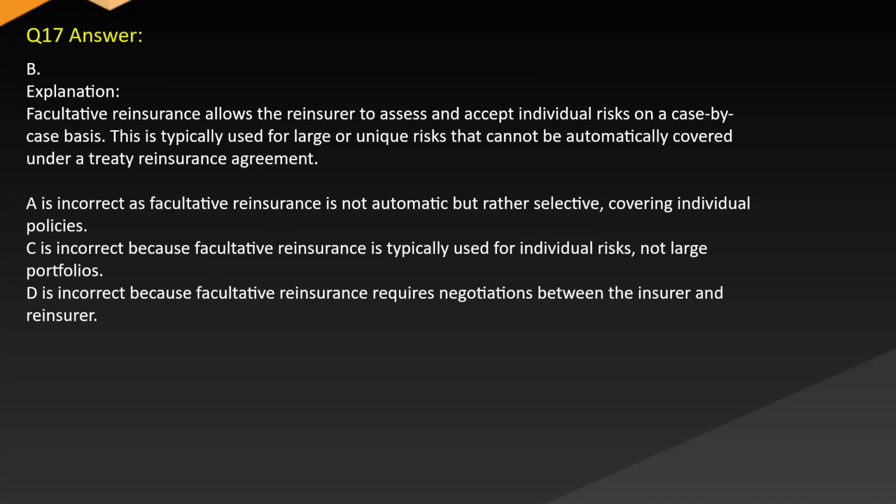Answer. B. Explanation. Facultative reinsurance allows the reinsurer to assess and accept individual risks on a case-by-case basis. This is typically used for large or unique risks that cannot be automatically covered under a treaty reinsurance agreement. A is incorrect as facultative reinsurance is not automatic but rather selective, covering individual policies. C is incorrect because facultative reinsurance is typically used for individual risks, not large portfolios. D is incorrect because facultative reinsurance requires negotiations between the insurer and reinsurer.